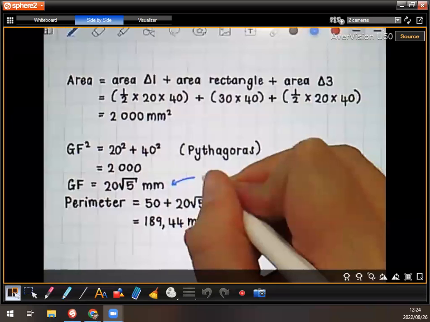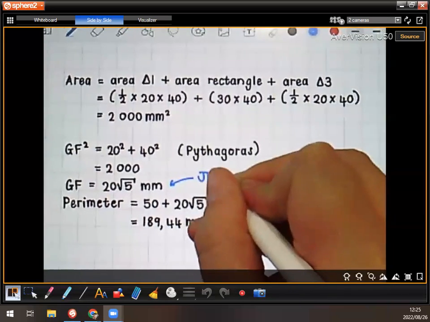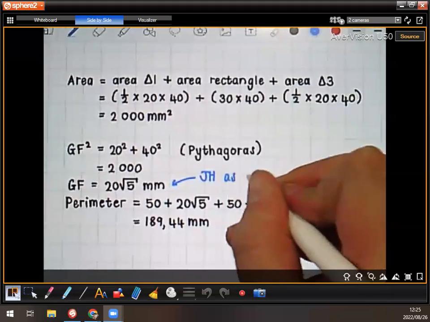For area, again, we had all the sides of these curves. We can just do the separate area calculations. For the perimeter, you have to find those two sides. You don't have that. Just going to add to my solution. See if this is JH as well.